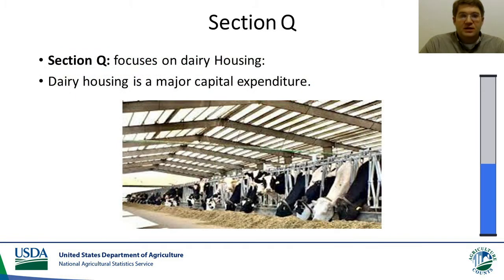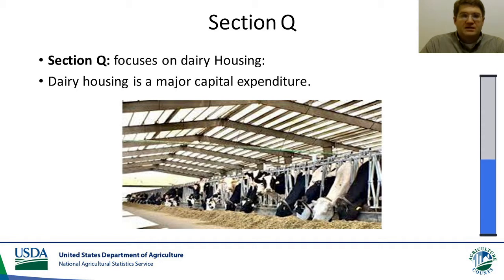Section Q is for collecting data on dairy housing, as it is a major capital expenditure. Information about housing facilities will be used to estimate the capital usage and costs on dairy operations, and to provide insight into the efficiency of various types of operations. These estimates are used in the cost of production accounts in order to assign annual costs for capital recovery.